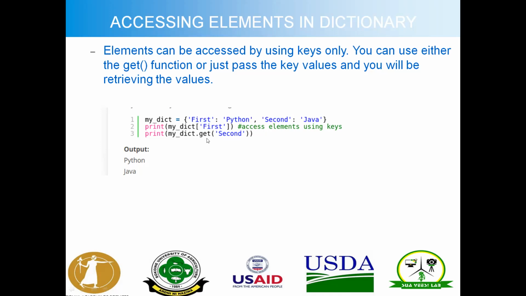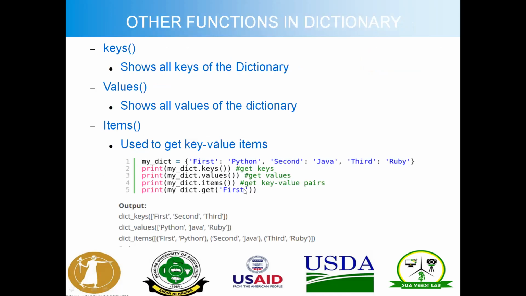So for example here, this one will access the value of the key second. So you specify the key second. Now you want to get the value. So you get the value, which is Java.